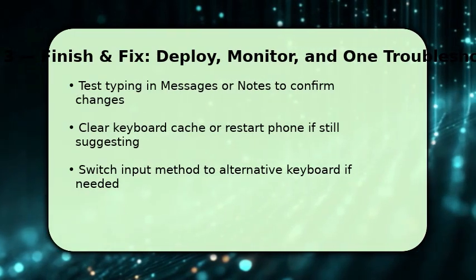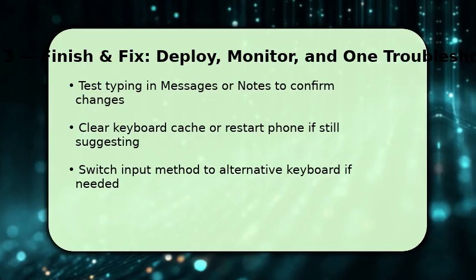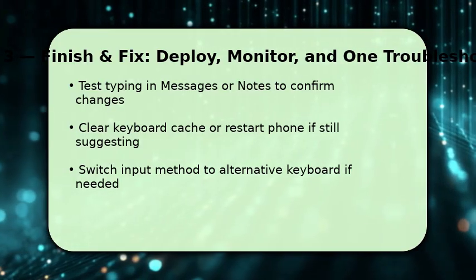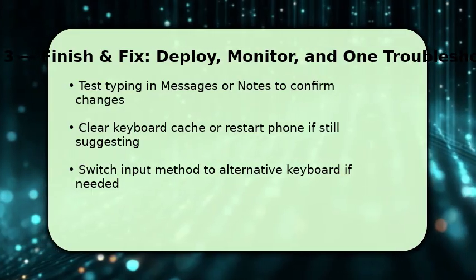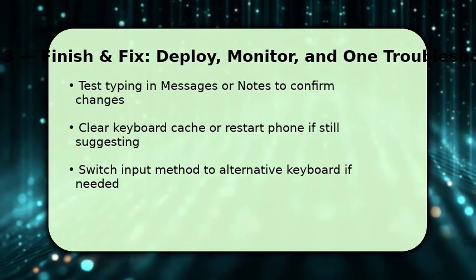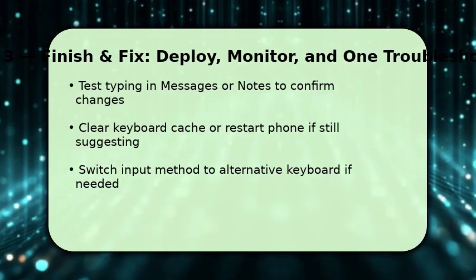If predictions persist, clear the keyboard app cache or data via Settings app's keyboard storage, then restart the phone. This resets saved suggestions. If that still fails, switch the current keyboard to another app like Gboard or SwiftKey and repeat the disabling steps there. One key troubleshooting tip: ensure no third-party keyboard is active.